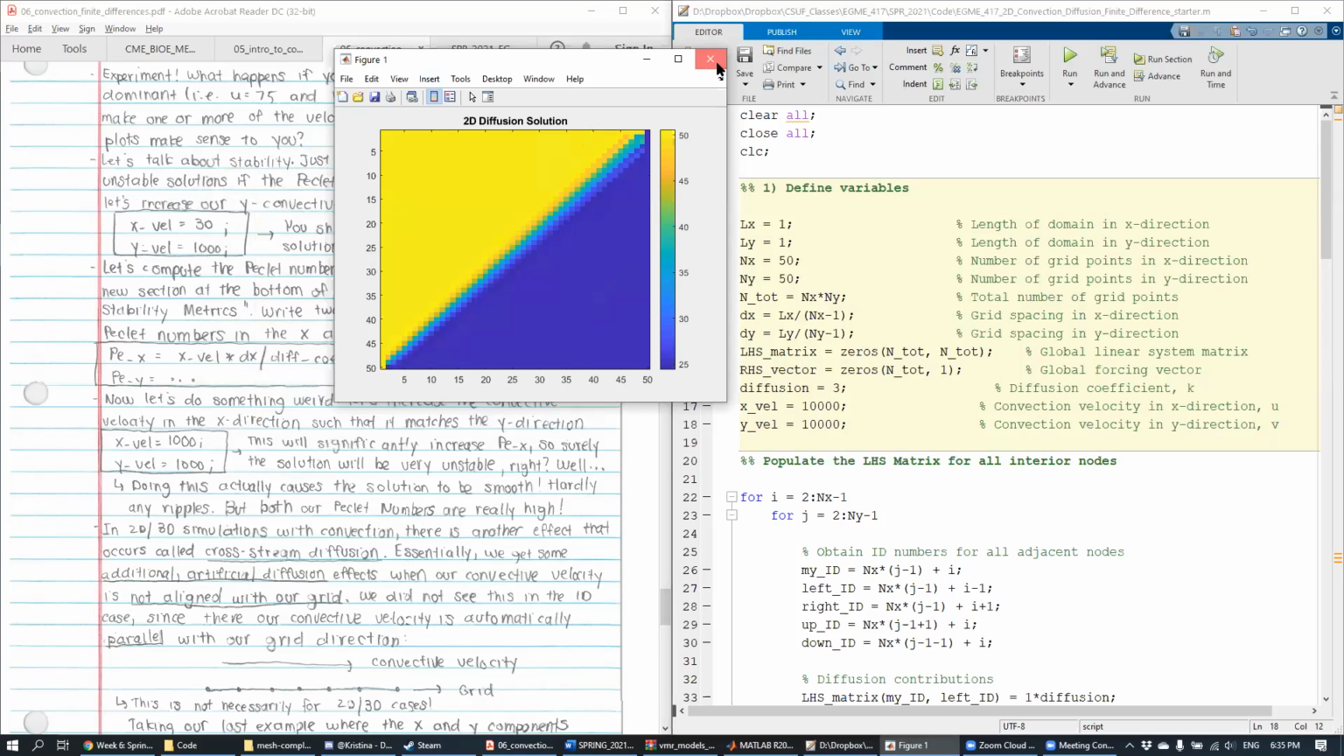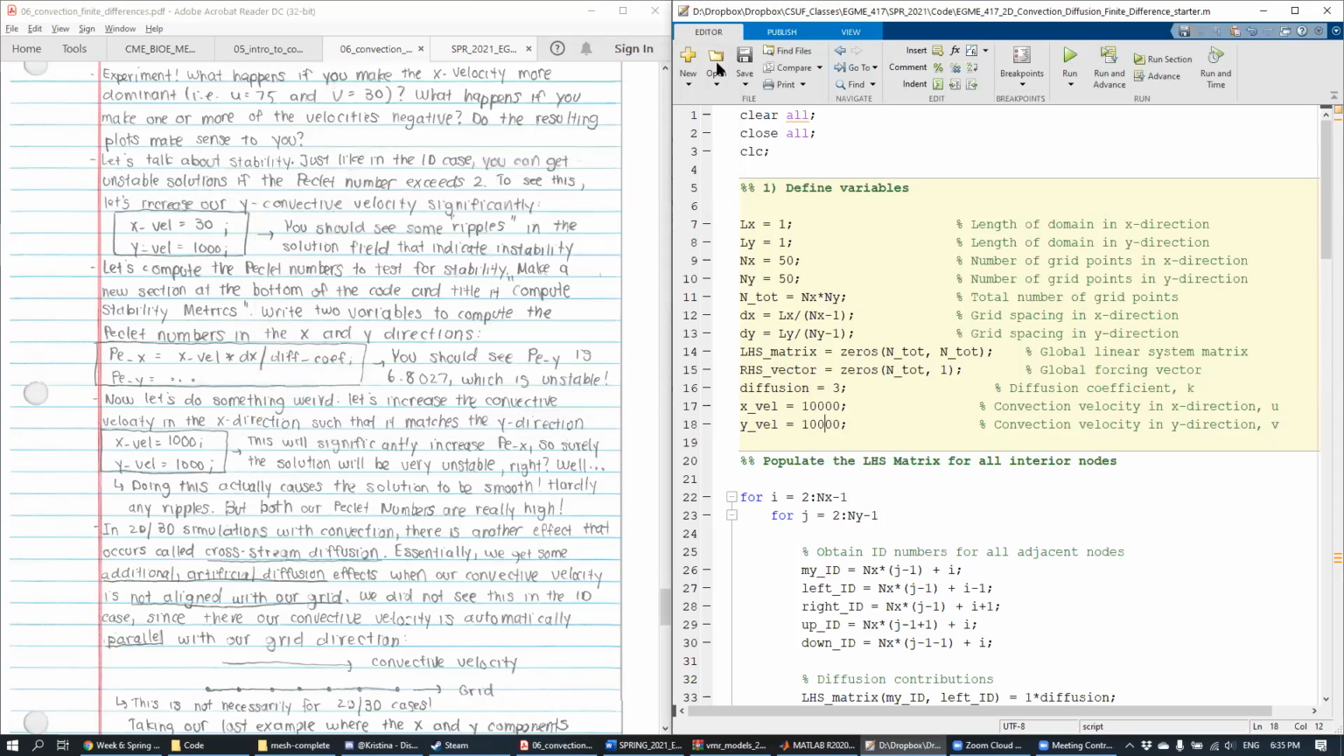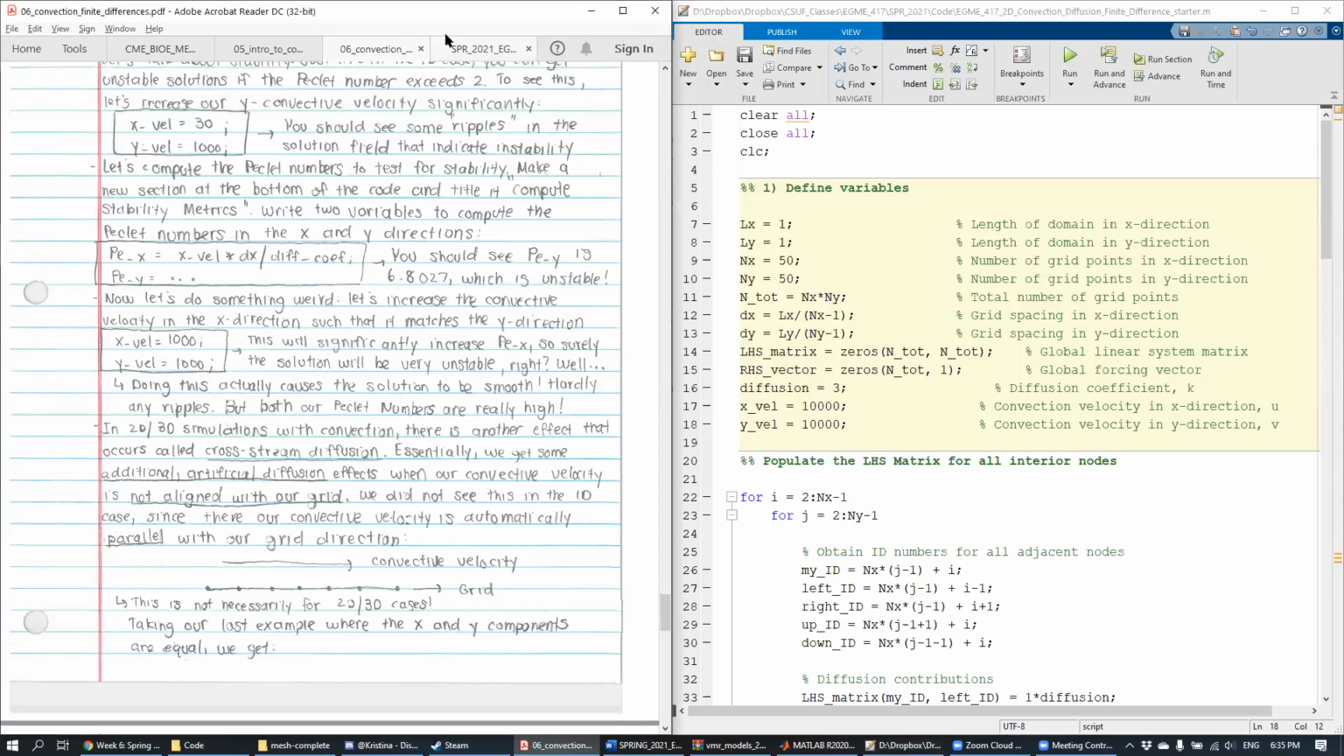So what's going on, right? Because what should happen is that, since the Peclet numbers are so high, you should get an unstable solution, right? And that's true. But in 2D cases, what you have is this additional thing called cross-stream diffusion.